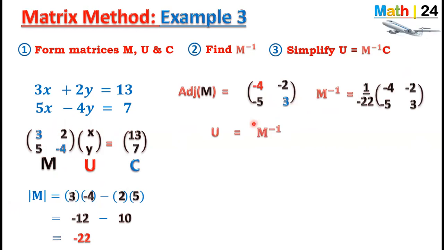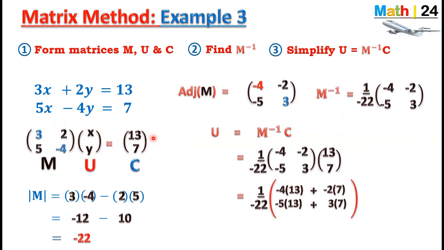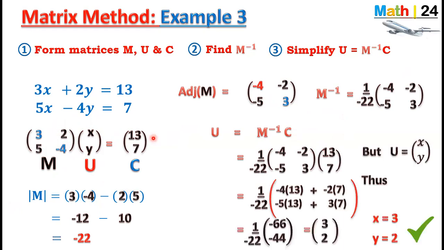Now move to the last step, M inverse times C. So we have 1 over minus 22 into minus 4, minus 2, minus 5, 3 times the constant matrix, which is 13, 7. You do a multiplication and you arrive at the point where x is equal to 3 and y is equal to 2.